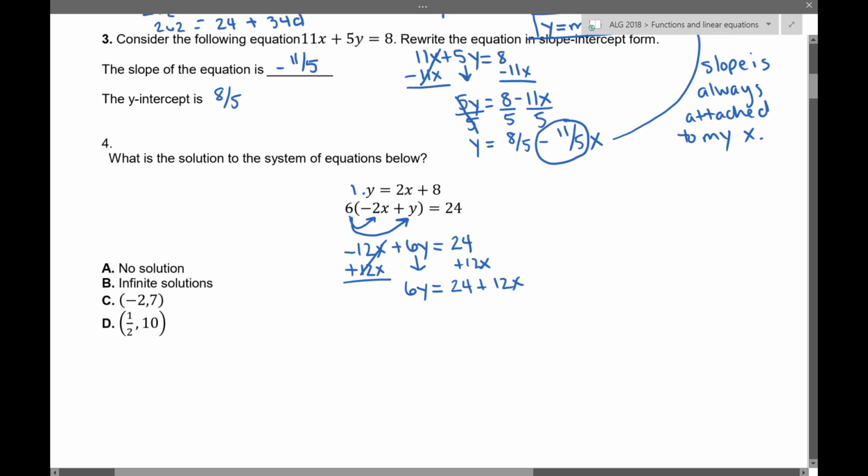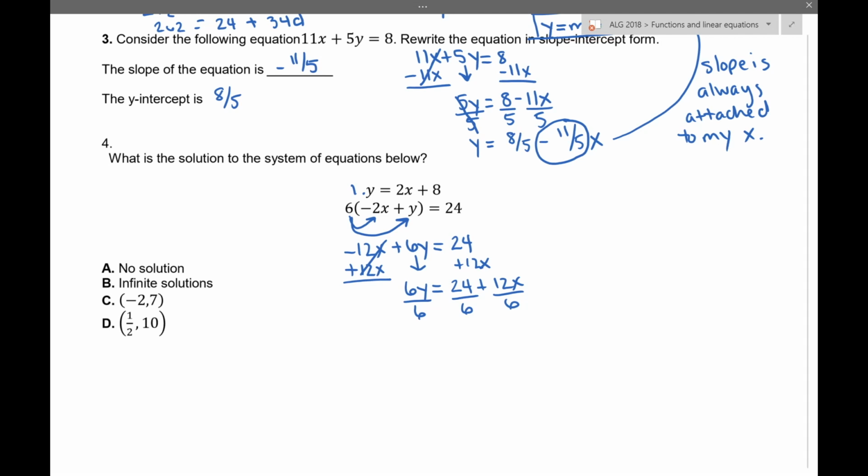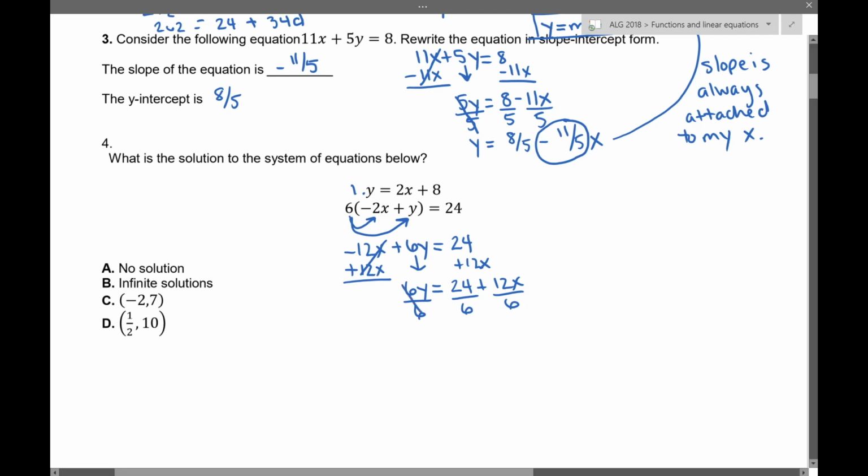Last step to do is to divide by 6. Everything needs to be divided by 6. Okay? After I divide by 6, I can then cross everything out. Cross this out, and I'm left with y equals 24 divided by 6 is 6, and 12 divided by 6 is 2. And now this and this are in slope-intercept form.